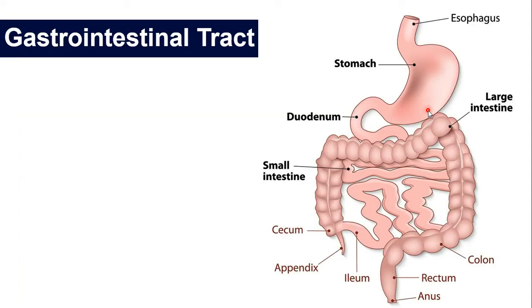Now let's look at this picture. So this is our gastrointestinal tract or our GIT. It starts off with the esophagus, and then the food goes down to the stomach, and then goes towards the duodenum, the jejunum, and then the ileum. After that, it goes towards our cecum here, and then the ascending colon, the transverse colon, the descending colon, the sigmoid colon, the rectum, and the anus. So this is our gastrointestinal tract.